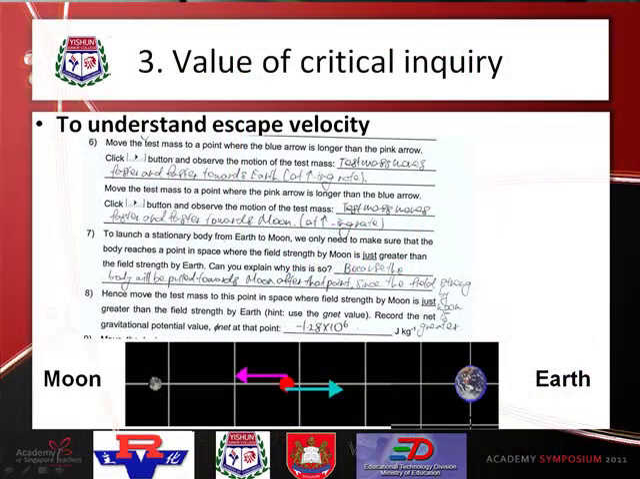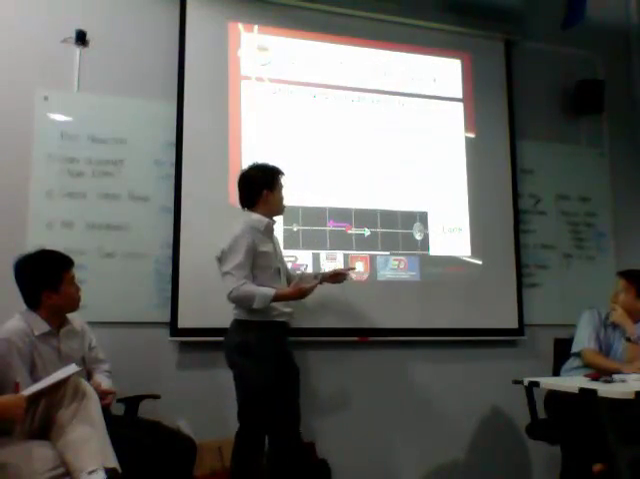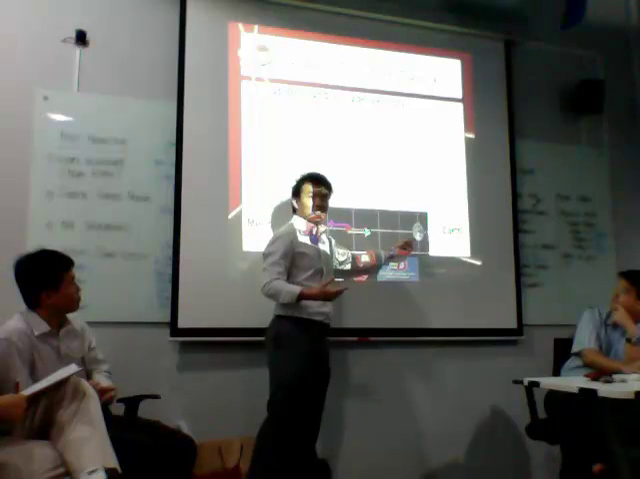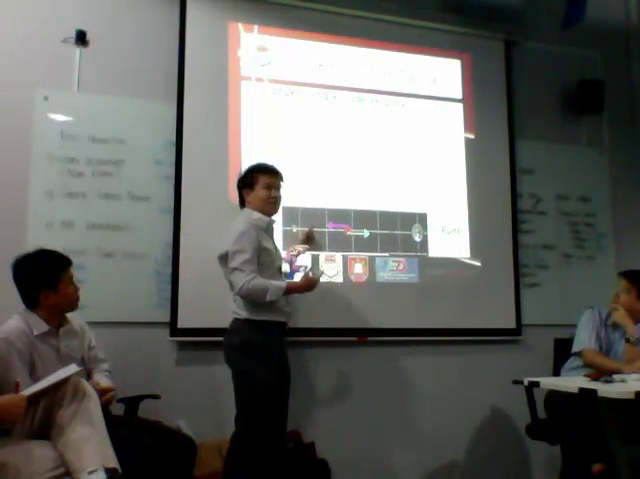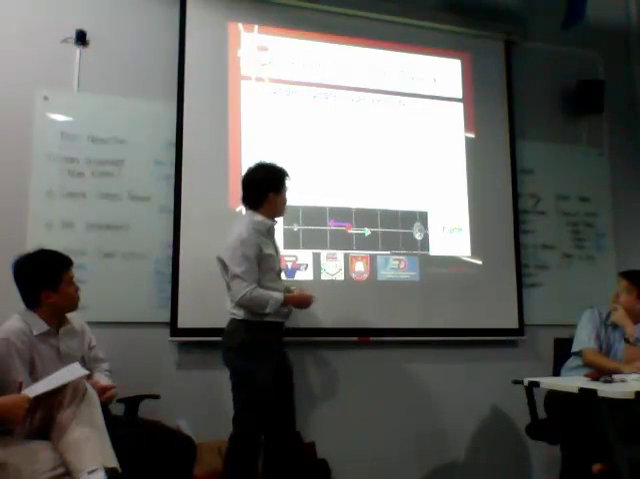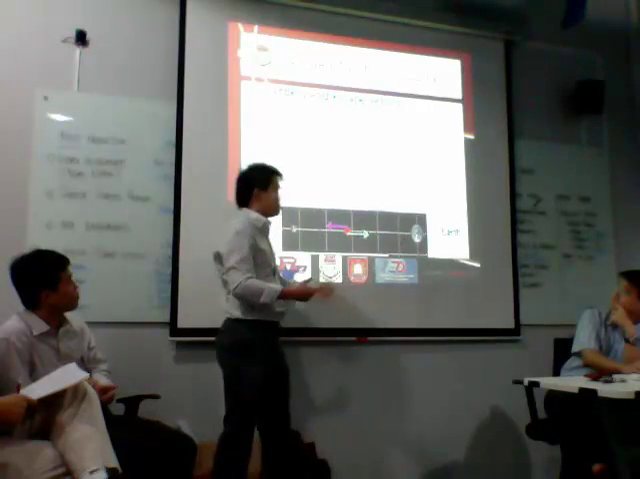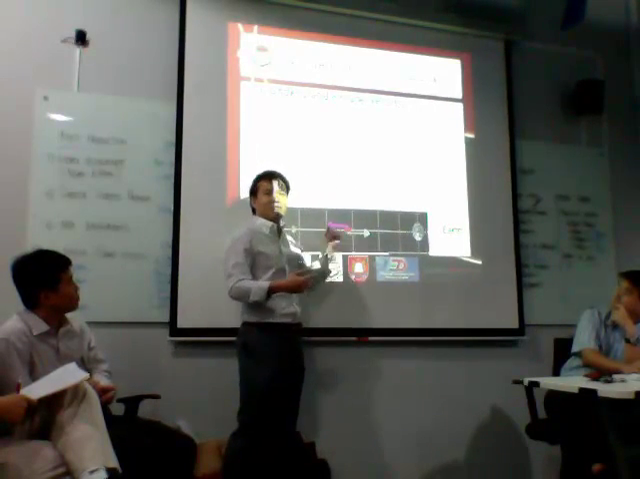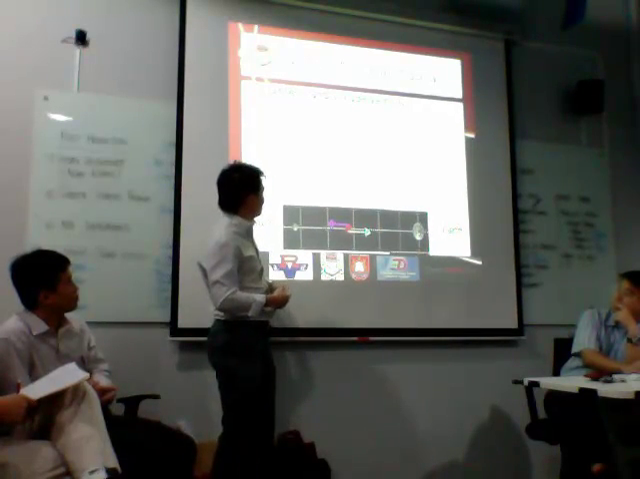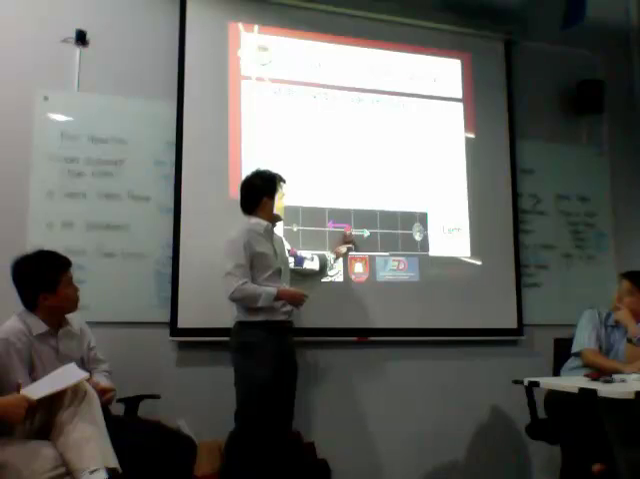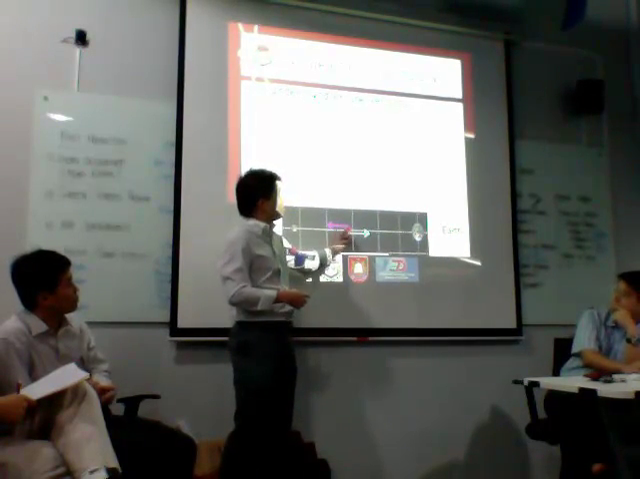The other one is escape velocity. In the topic of escape velocity, a very commonly asked question would be, how much energy do I need to launch something from Earth to the Moon? Students always think that they just find the potential at the surface of Earth, find the potential at the surface of the Moon, and then subtract to find the difference in potential energy required.